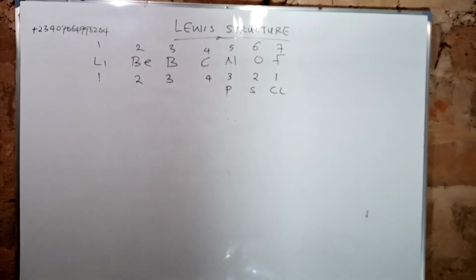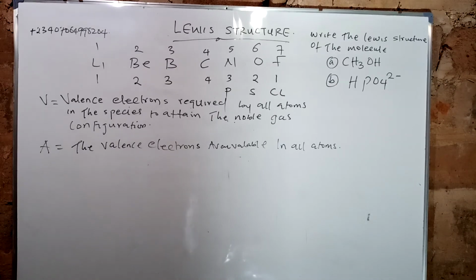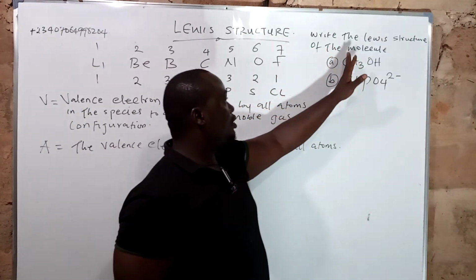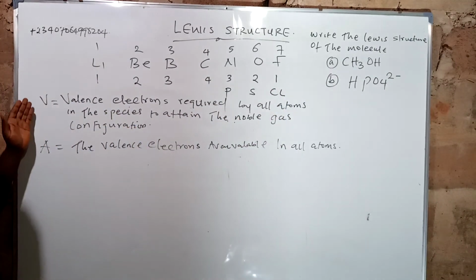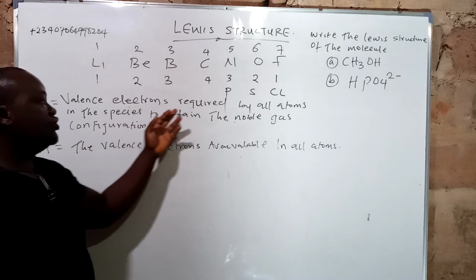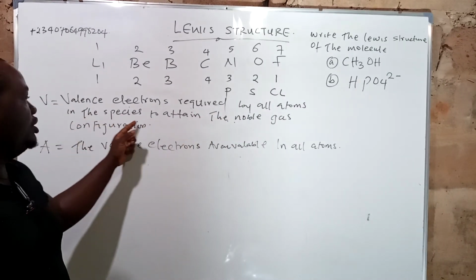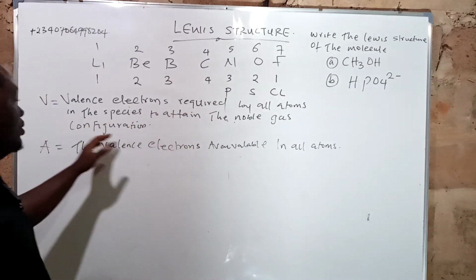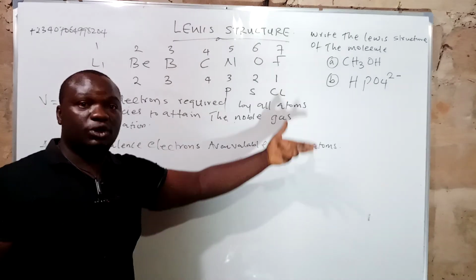Let me drop questions because this is more interesting when you are looking at a solved example. Now, from the top right hand side, you can see: write the Lewis structure of the molecule, right? This was what I was trying to explain. I said V is the valence electrons required by all atoms in the species to attain the noble gas configuration. And then A is the valence electrons available in all atoms, right?